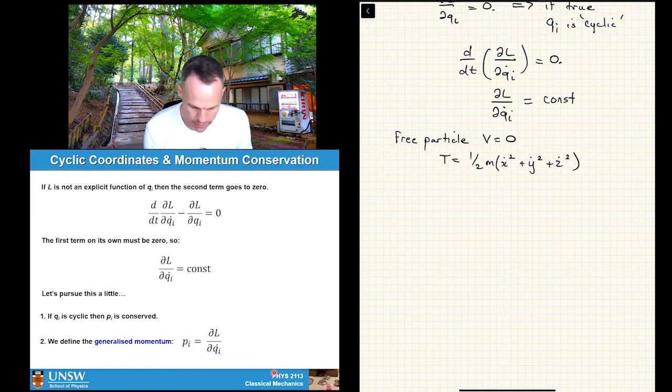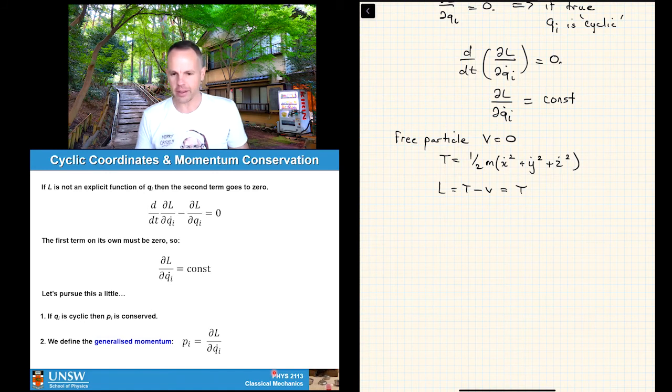That's going to make our L, which is T minus V, just become T. So I'm not going to write all the terms again, it's the same thing. And what we're saying here is now that x and y and z are cyclic, because the Lagrangian has no explicit dependence on x and y and z, okay?